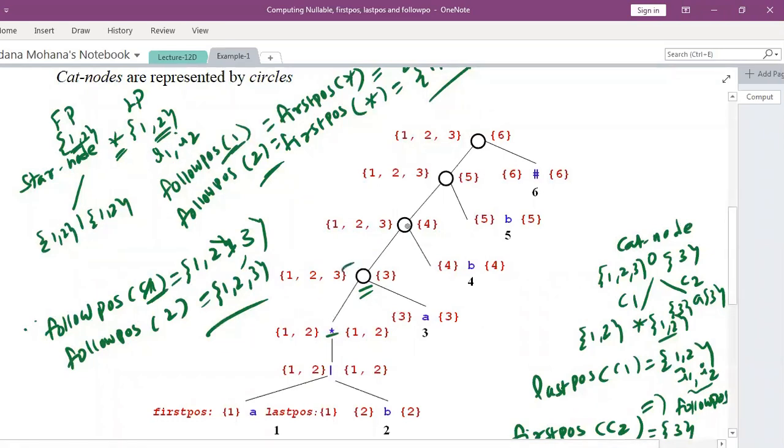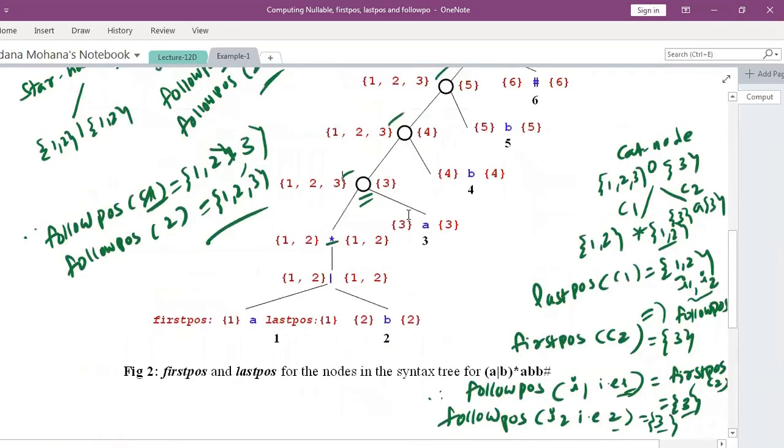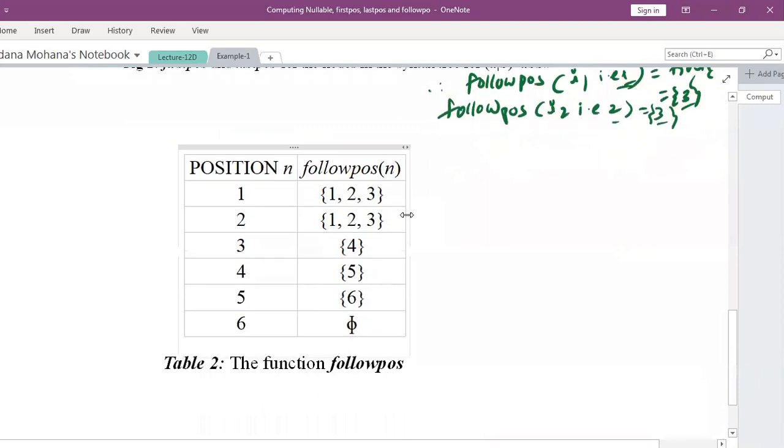So now this node is over. Now for this you can apply the same. This is also another cat node. This is also another cat node. For all of these, we can compute the follow position values using the formula. Finally, here you will get this table, the function follow position values.